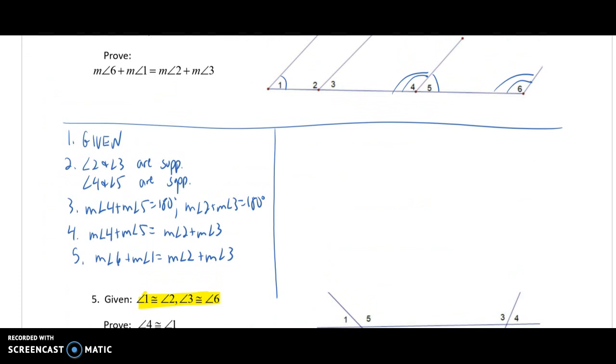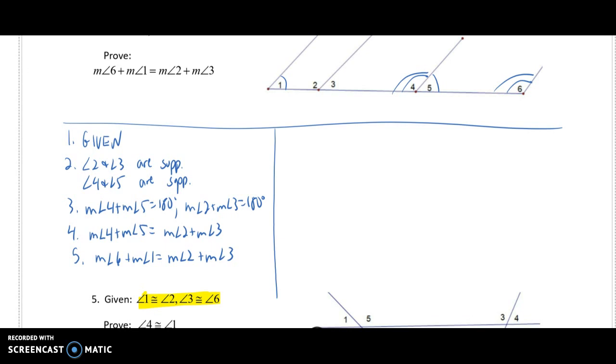Here's the fourth one. Lots of given, and I have those markings on there already. We're trying to prove that 6 plus 1 equals 2 plus 3. And I notice again that 2 and 3 form a linear pair, so they're going to be supplements. Looking at the proof statement on there. We'll say 2 and 3 are supplements, linear pair postulate.